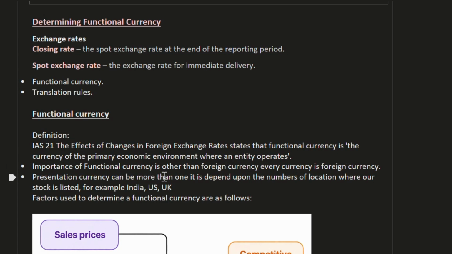Presentation currency can be more than one. It depends upon the number of locations where our stock is listed, for example India, US, UK, any country. So presentation currency can be more than one.